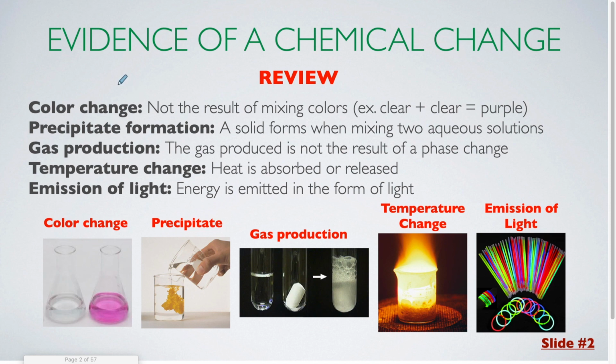In order to tell if a chemical reaction has occurred, you could look for each of these pieces of evidence. So first would be a chemical change. Note that this would not be the result of just mixing colors. So for example, if you mix blue and white, you would expect to see something that's a light blue. But if you mix two solutions that are clear and you get something that is this purplish color, that would be an example of a chemical change occurring.